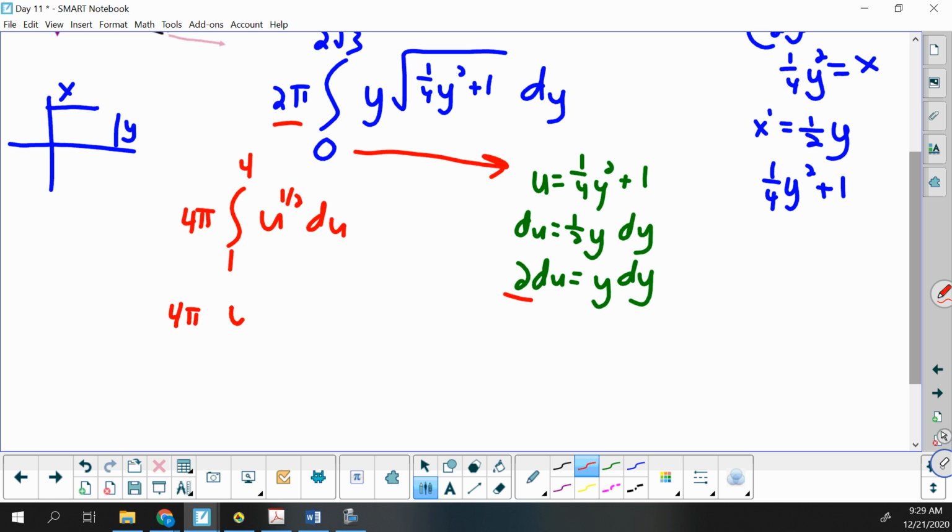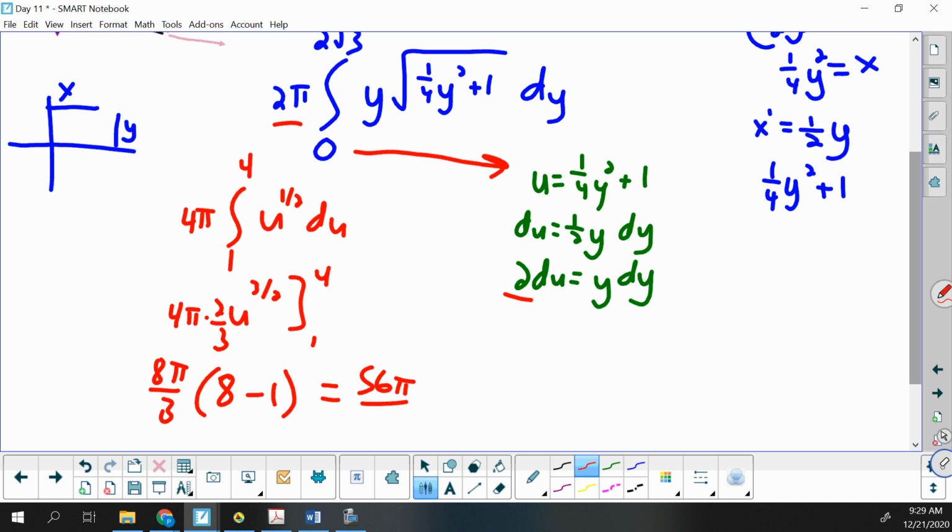So we'll have 4 pi. We're going to have u to the 3/2 with a 2/3 out front, and we're going to go from 1 to 4. So this is 8 pi over 3 again. 4 to the 3 halves again is 8, minus the 1. So this will give us 56 pi over 3 for our surface area. So this just shows you can do it in terms of x or in terms of y, and you'll get the same answer. Now, sometimes depending on what your original equation is, it might be easier to do one as opposed to the other.